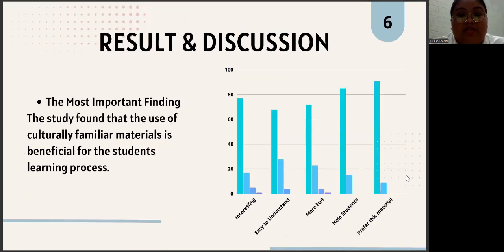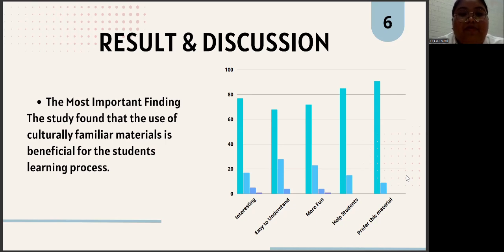The next part is results and discussion. The most important finding is that the study found that the use of culturally familiar material is beneficial for the students' learning process. This most important finding is supported by several findings. The use of cultural materials has decreased the foreign nuance of the material and reduced the stress level of the students due to the familiarity of the material.